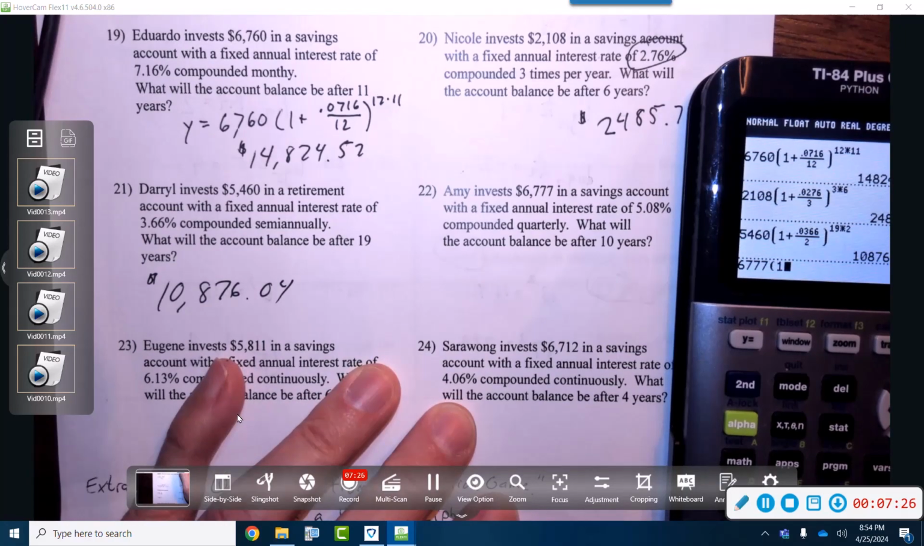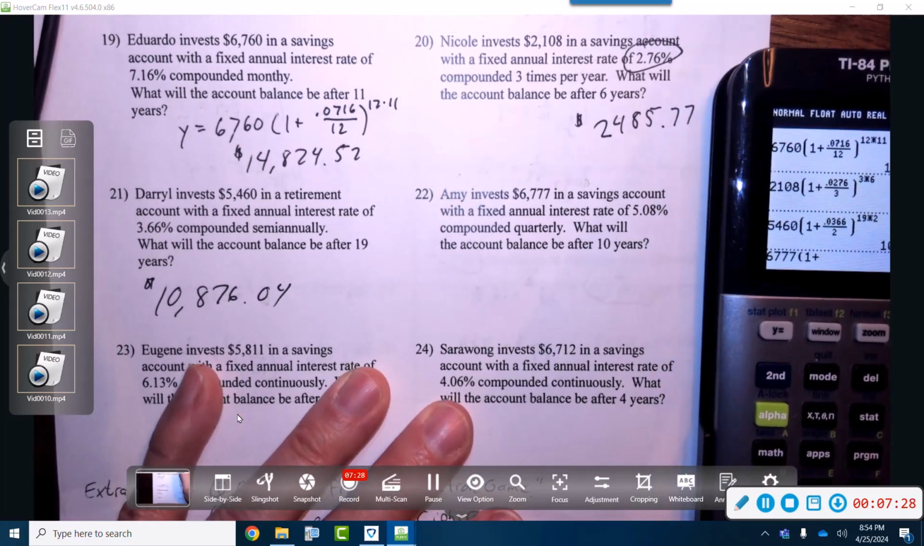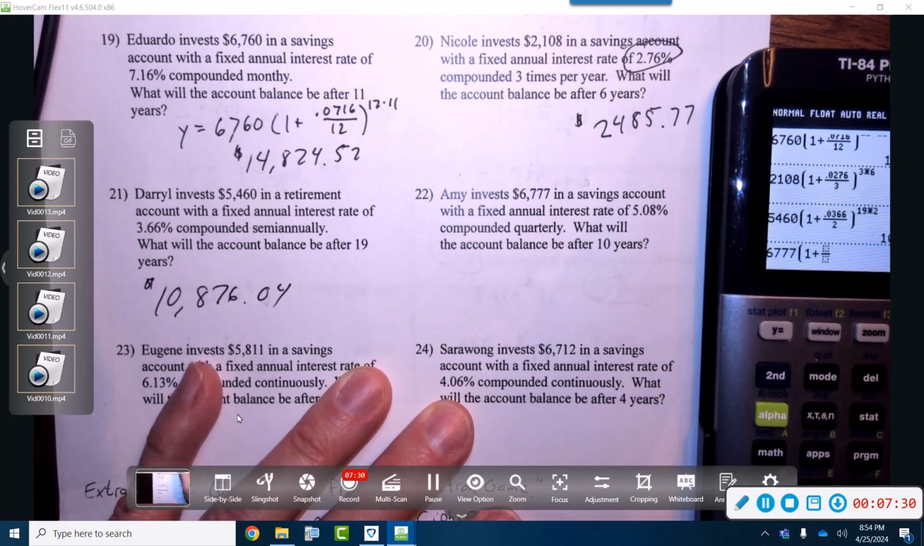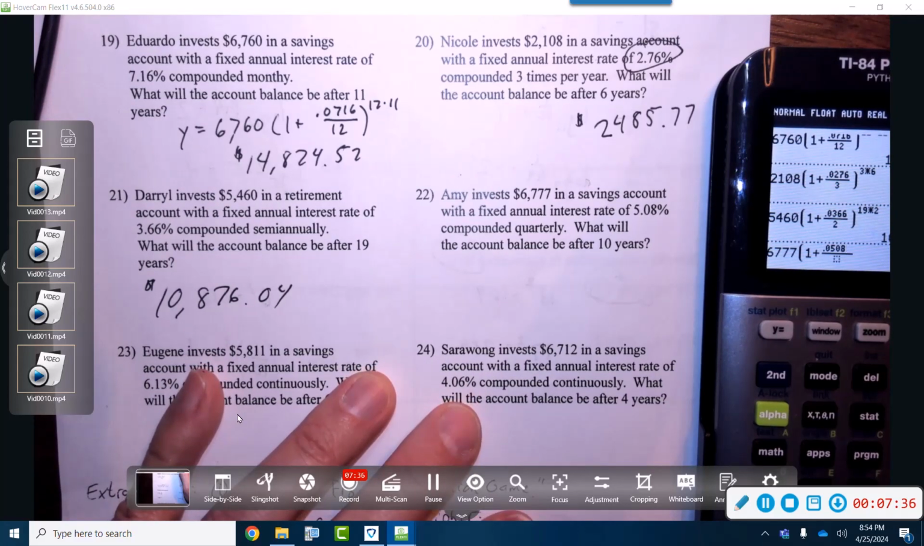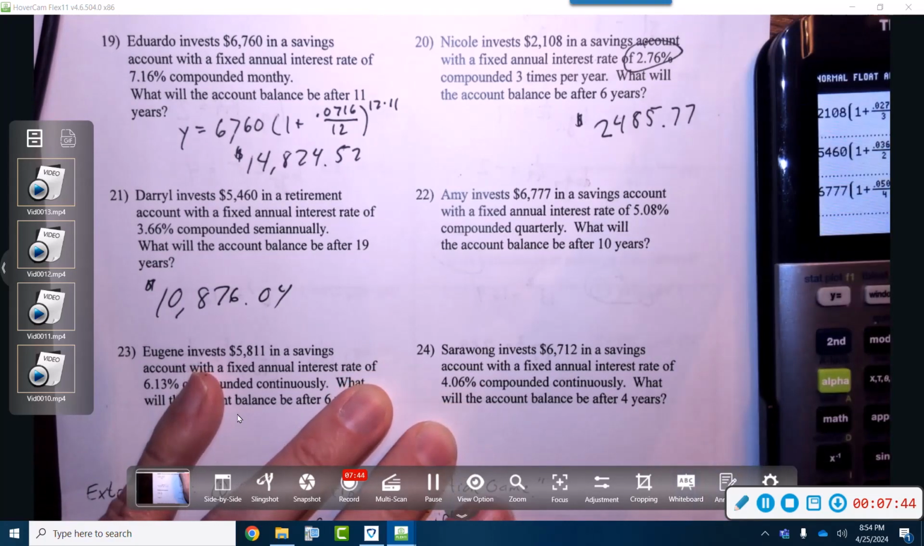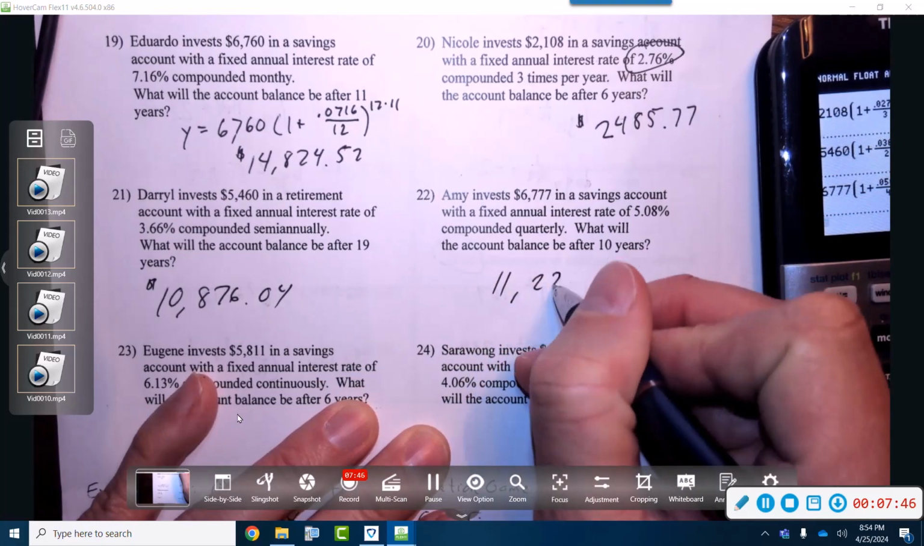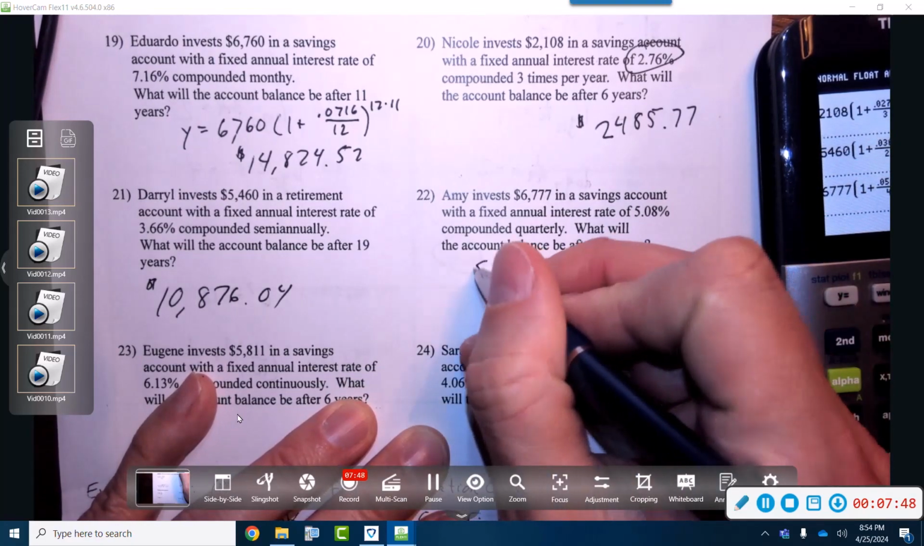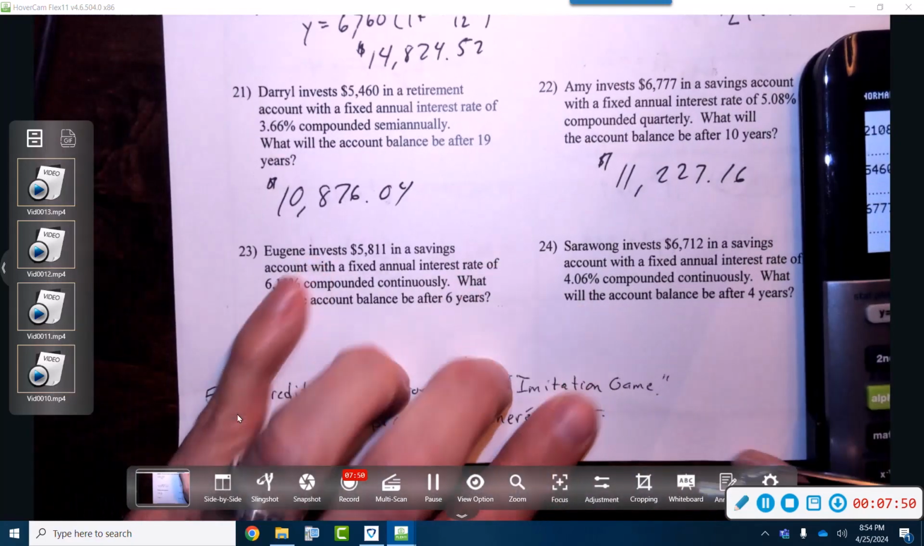Next one. All right, we're going to go 6,777 times 1 plus 0.0508, that percentage compounded quarterly, which means we're going to raise it to 4 times. How many years? 10 years. And we get $11,227.16, rounding to the nearest penny.